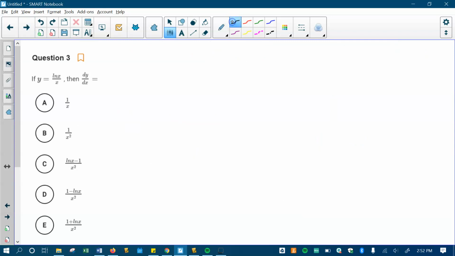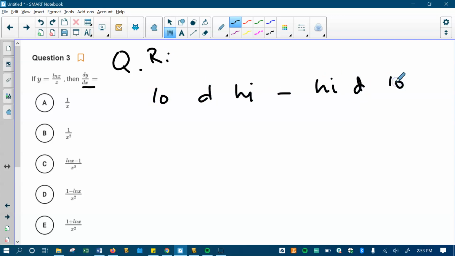Question 3. So here we're looking for a derivative. We need the quotient rule because we have a quotient of two functions. We have a fraction containing two functions. The rule for the quotient rule is low d high minus high d low, all divided by low squared.